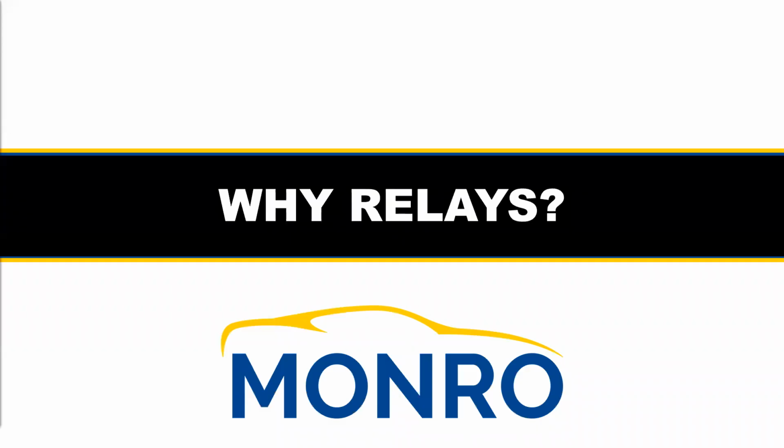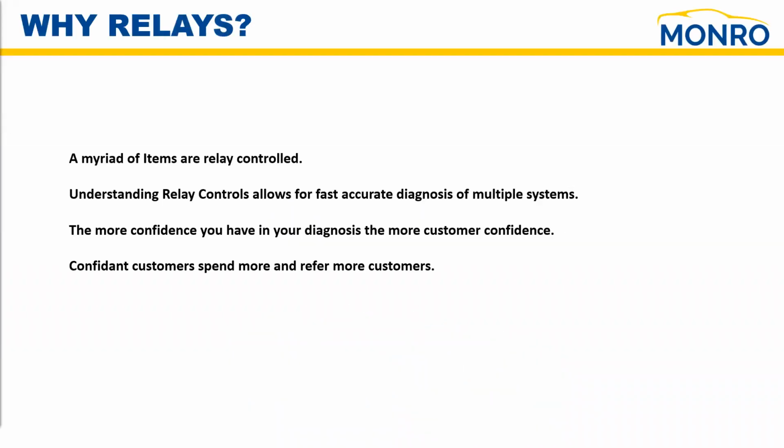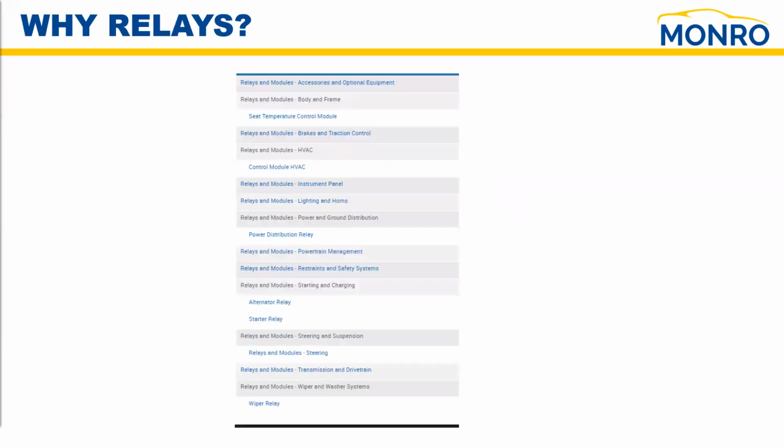So, why relays? Think about it this way: there are a myriad of items that are relay controlled. When we start to understand relay controls, it allows for a fast, accurate diagnosis of a multitude of systems. And the more confidence you have in your diagnosis, the more customer confidence we have. And remember, confident customers refer more guests. So think about it, there's just a few of the relays you might find in a car: anywhere from seat controls, air conditioning modules, power distribution relays, alternators, starters, all of these relays in a car.